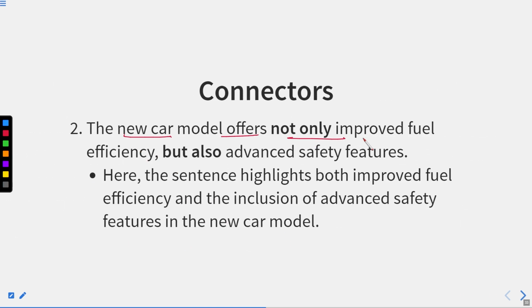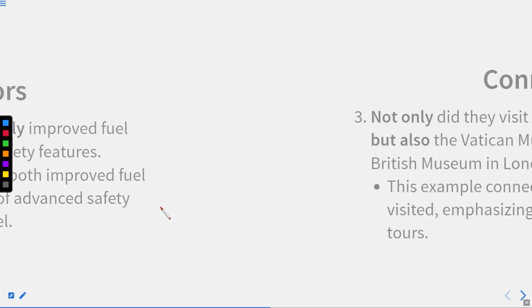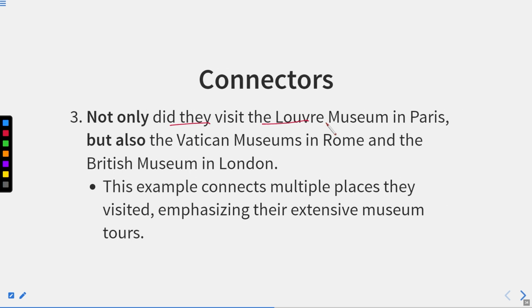"The new car model offers not only improved fuel efficiency but also advanced safety features." Here the sentence highlights both improved fuel efficiency. It means the vehicle has both improved fuel efficiency and the inclusion of advanced safety features in the new car model. Okay, so this is how we can show various sectors with the help of emphasis over here. "Not only did they visit the Louvre Museum in Paris, but also the Vatican museums in Rome and the British museums in London."